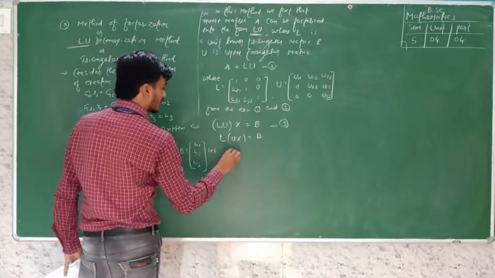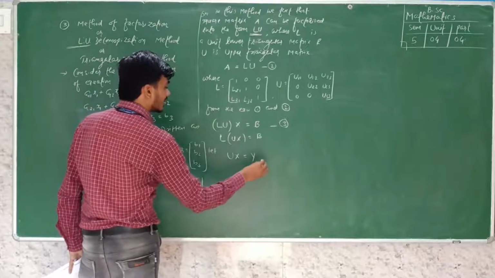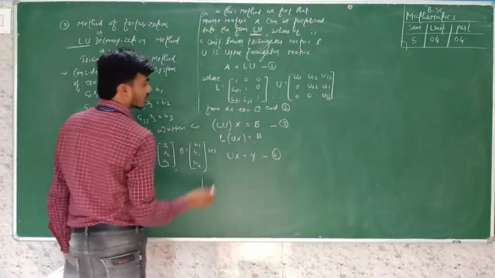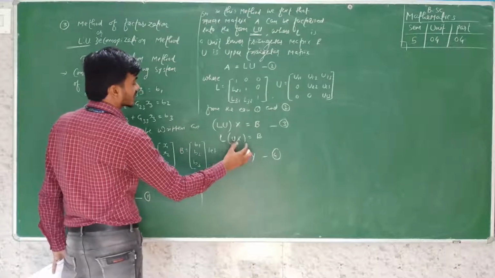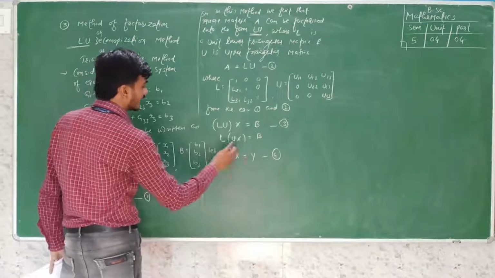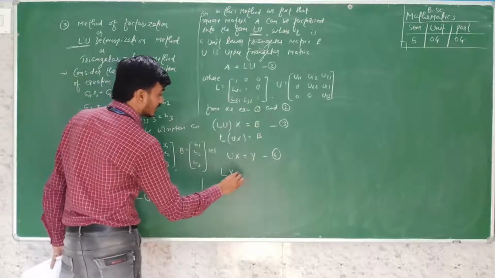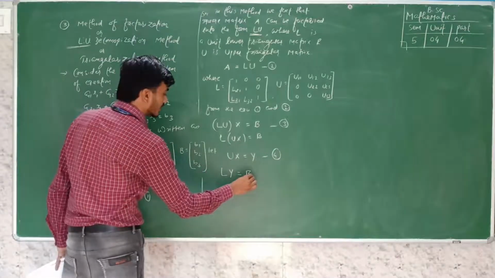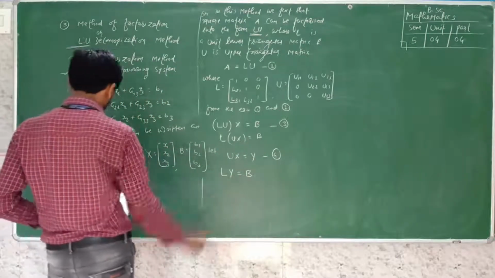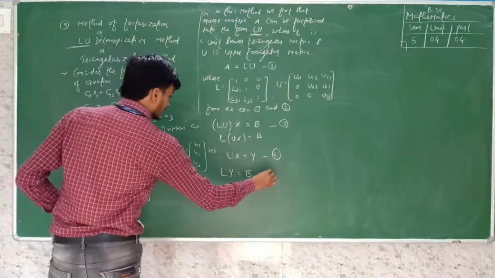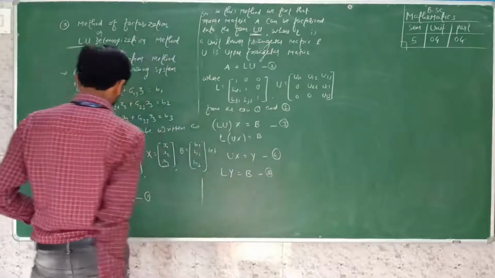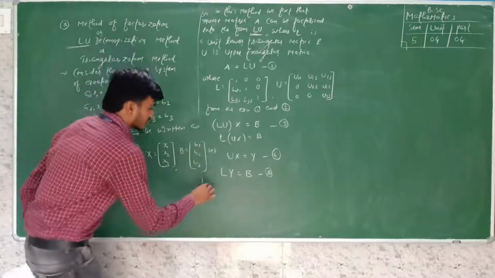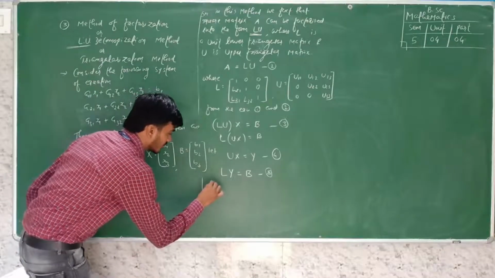Let Ux is equal to y. This is equation number 4. We can suppose Ux is equal to y, so Ly is equal to b. Ly is equal to b, equation number 5.